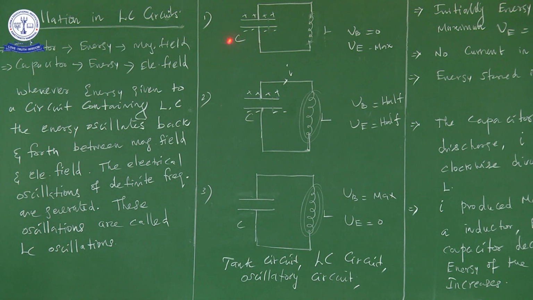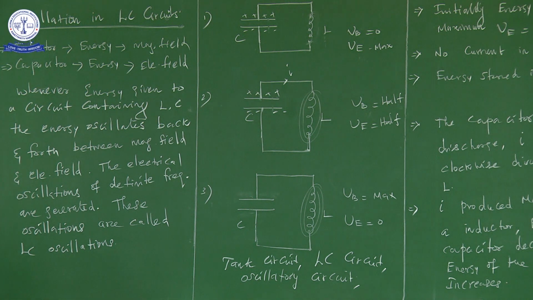Suppose initially the capacitor is fully charged but the inductor has no energy. So the total energy is in the form of electric field only, so UE is maximum. The energy of the electric field is maximum, but across the inductor there is no energy. No energy across the inductor means there is no magnetic field, so the magnetic field energy is zero. This is a very important condition. Initially, the capacitor has full energy in the form of electric field, whereas the inductor has no energy in the form of magnetic field.